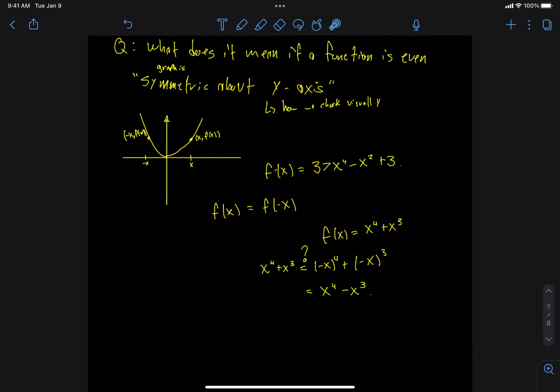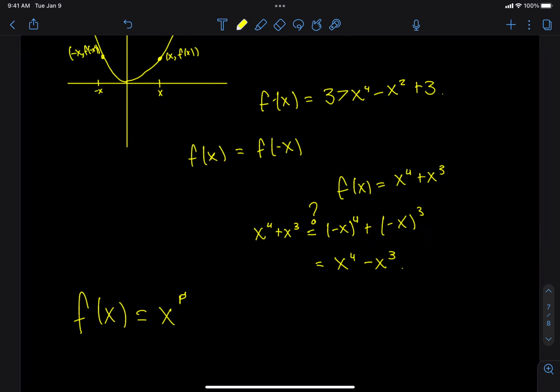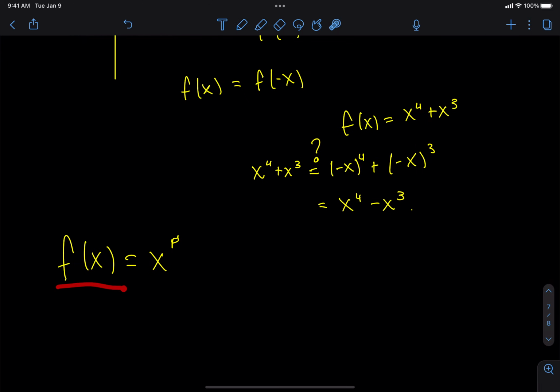Okay, so the way we check evenness is by checking this algebraic property. So we just plug in x, we plug in negative x. If we get the same thing, even. If we get something different, odd. This is why when we have a power function like f of x equals x to the p, if p is an even number, then the function will be even, because when is x to the p equal to negative x to the p? This is true if and only if p is an even number. Is that clear? Yes? So basically, if there's an odd exponent, it's not going to be an even function.